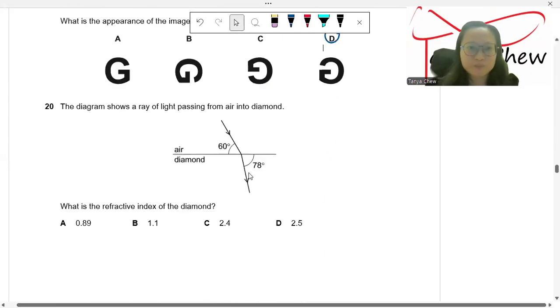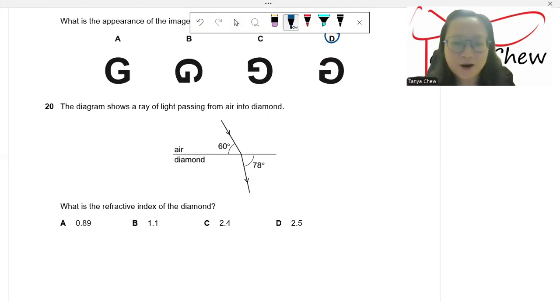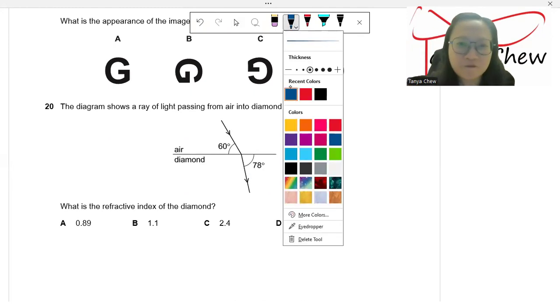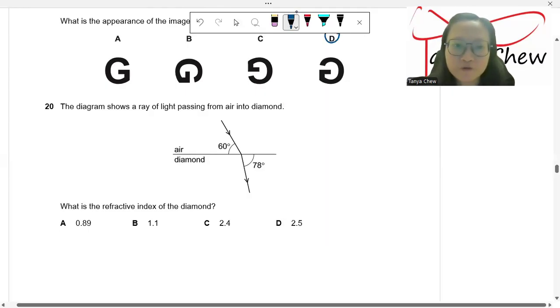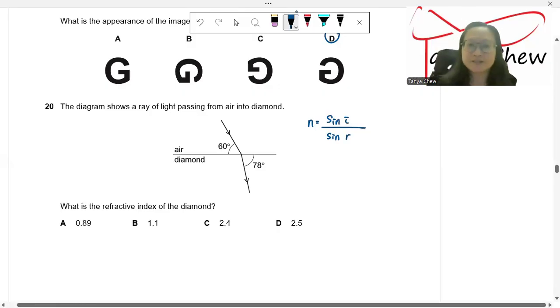Now, question number 20. The diagram shows a ray of light passing from air into diamond. What is the refractive index of the diamond? First of all, write down the equation of the refractive index. n is equal to, since the ray is coming from less dense, which is air, to denser, which is diamond, we use sin i over sin r. i is the incident angle. r is the refracted angle.